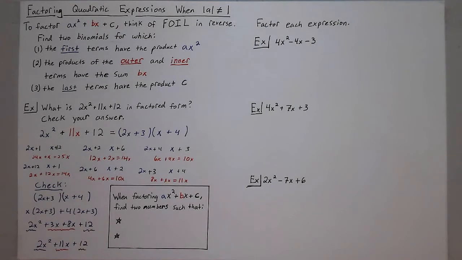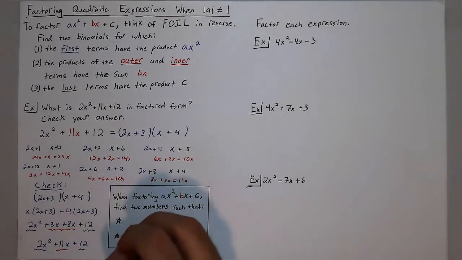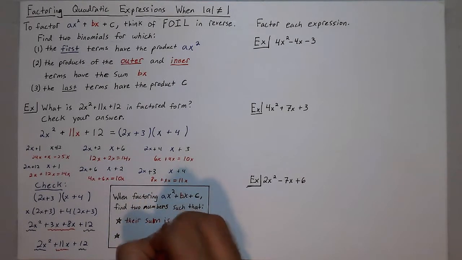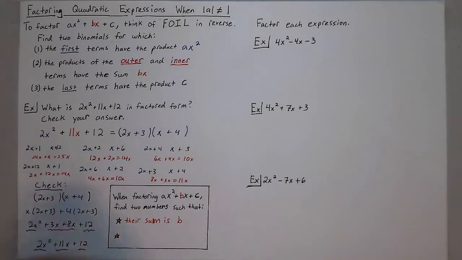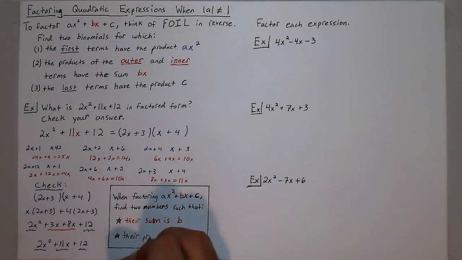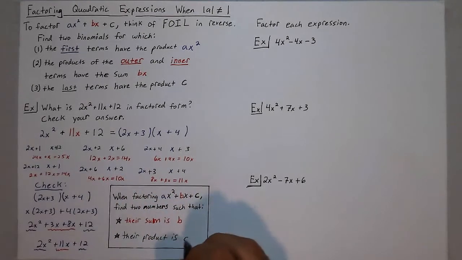these types of expressions. So now, when factoring ax squared plus bx plus c, I'm trying to find two numbers such that their sum is still b, but their product is a times c instead. So let's give that a shot.